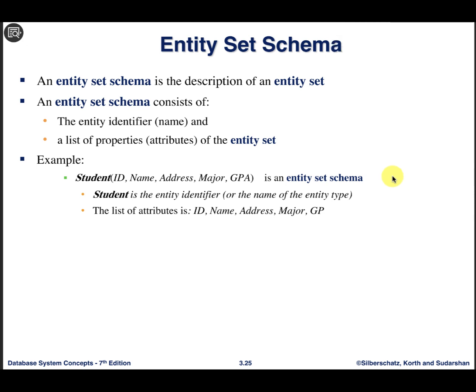We cannot have multiple entities of different types. For example, you cannot have an entity set student which contains both a student and an instructor. We said they must share the same set of attributes and must be from the same type. This is the meaning here.